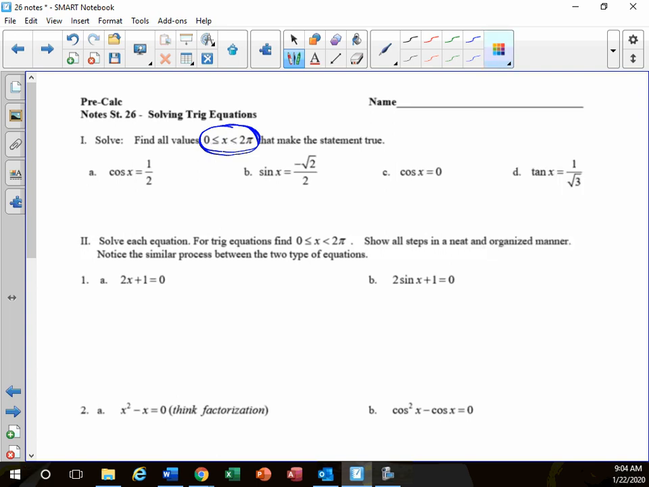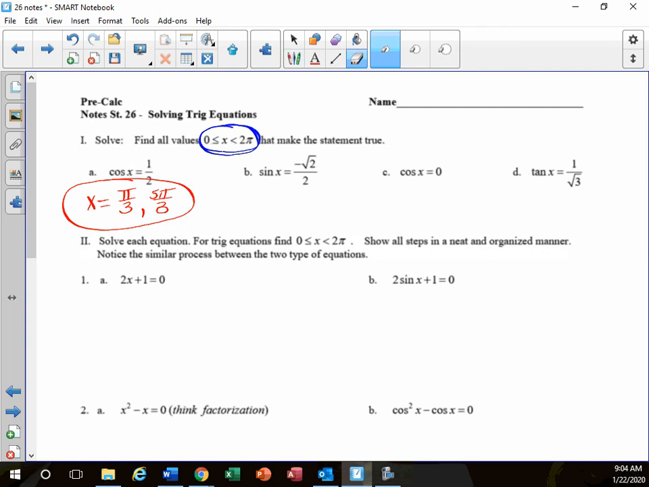So the first one here, cosine of x equals 1/2. I'm just asking you to tell me from 0 to 2 pi, where is cosine equal to 1/2? So where does that happen? Pi over 3. And is there another place? Good, 5 pi over 3. Okay? You're going to have multiple answers for these. So again, different than the inverses that we were looking at, where you only had one answer. So it's the 2 quadrants where cosine's positive, and then you tell me that value.